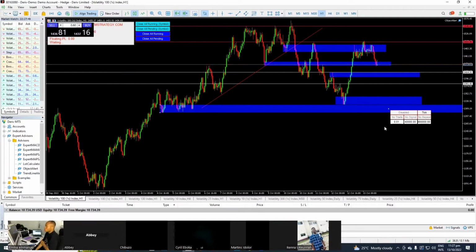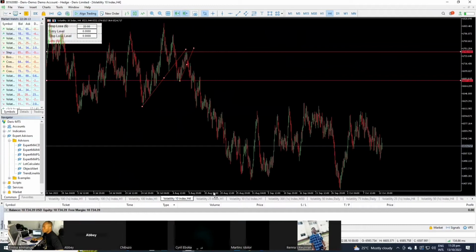So you can see that with the concept of market structure and some little idea of trend line as well, and when it comes to semantics, we're able to get the direction of the market, to know where the market is heading on the 4 hour and also on the 1 hour time frame perspective.